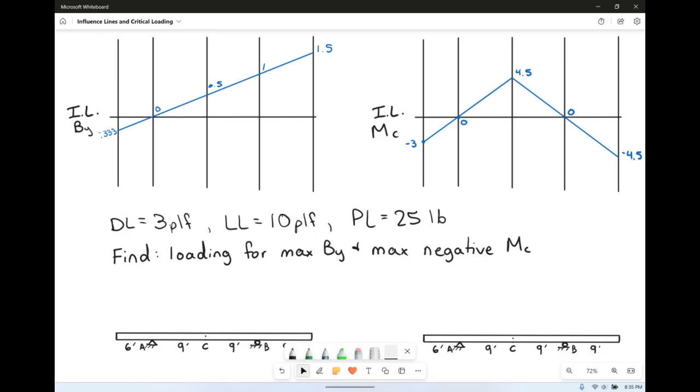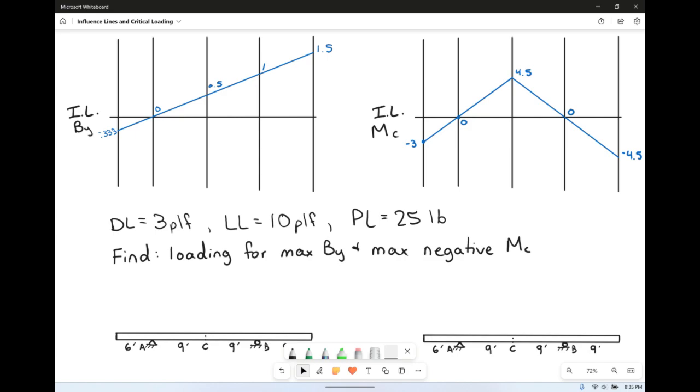This video is going to cover critical loading for influence lines. We're going to pick up right where we left off in the influence lines video, where we've already solved for the influence line for By and the influence line for M at C, so the moment at C. And now we want to find what's the loading case that's going to create the maximum vertical reaction for By and the maximum negative moment at C specifically.